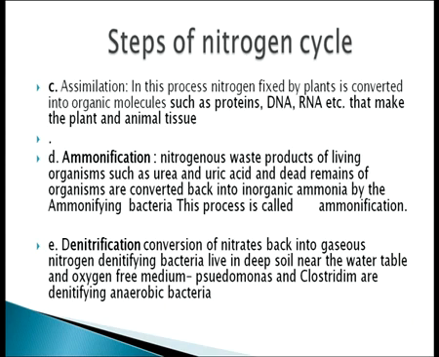The third step is assimilation. In this process, the nitrogen fixed by the plants is converted into organic molecules such as proteins, DNA, and RNA that make up the plant or the animal tissue. The fourth step is ammonification, in which the nitrogenous waste products of the living organisms such as urea and uric acid, and the dead remains of the organisms, are converted back into inorganic ammonia by the ammonifying bacteria. This process is known as ammonification.